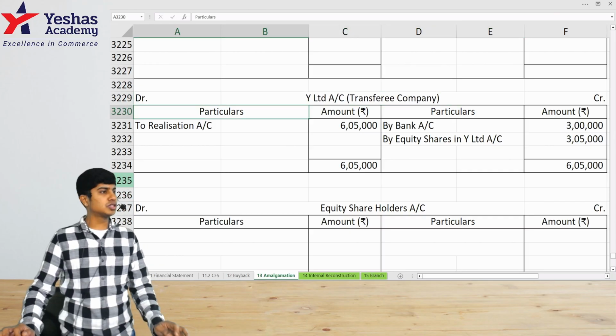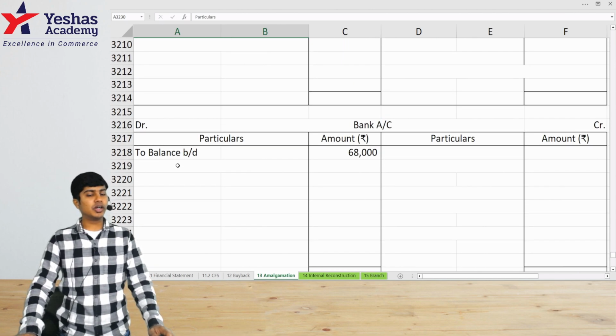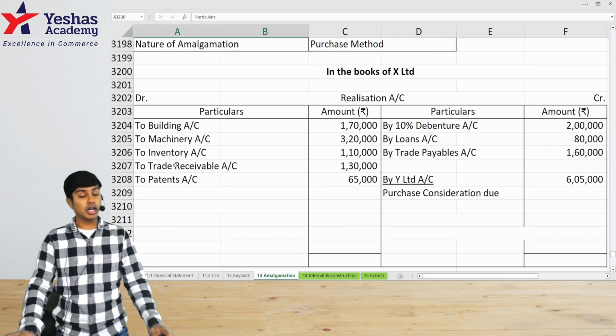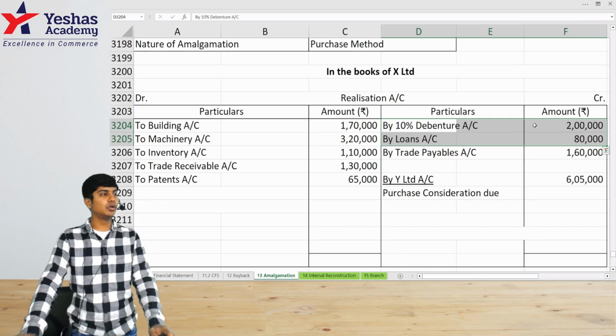After this, PC is also received. Now, assets not taken over to be sold. There is one asset not taken over: patent. I am assuming that it is sold for 0 rupees. There are 2 liabilities not taken over. What are they? Debentures and loans. What do we do? I'll pay them.